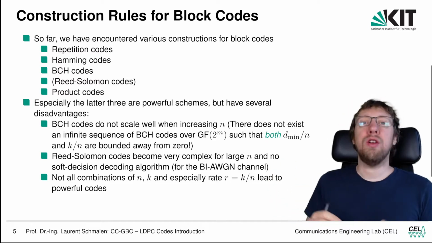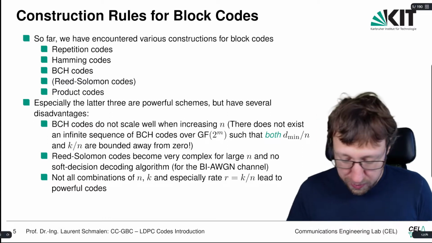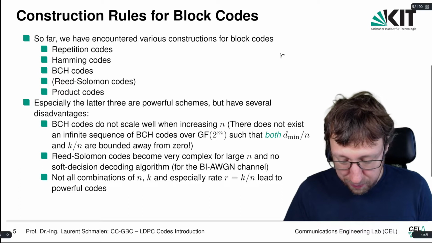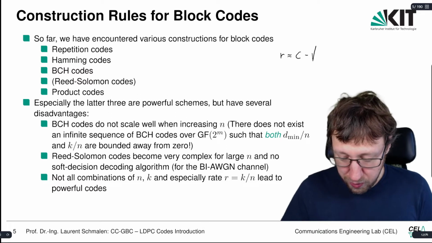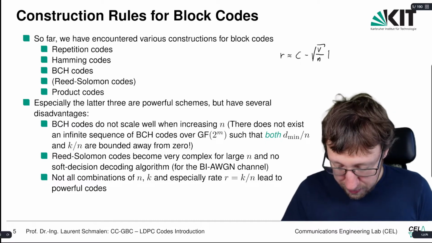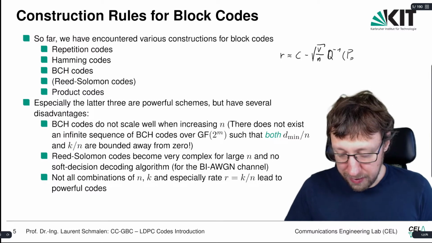And we have seen that in order to get to capacity, we need long codes, because we recall that the finite length capacity, or the rate that we can achieve, is approximately equal to the capacity of the channel minus the square root of the channel dispersion divided by the length n of the code, times the inverse Q function of the target error probability.